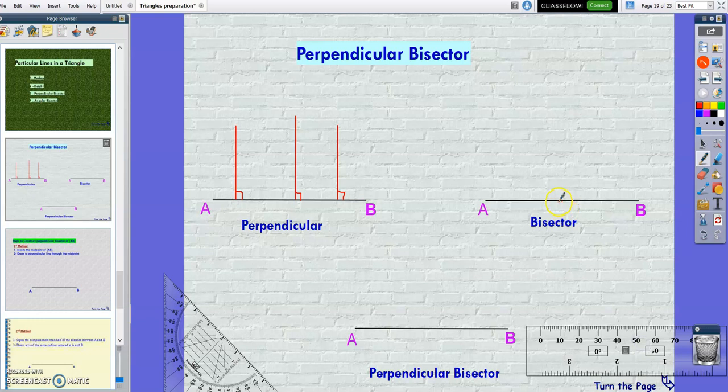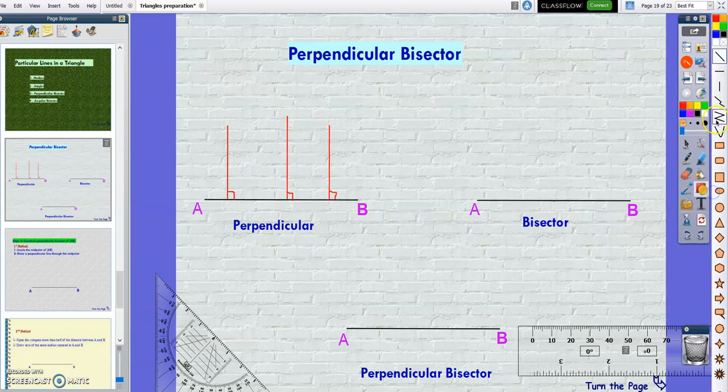So any line that passes through this midpoint is called the bisector of the segment AB. For example, let's draw some bisectors. This one is the bisector of the segment AB because it passes through the midpoint. This one also is a bisector. This one is also a bisector. All of these are bisectors because they pass through the midpoint of the segment AB.